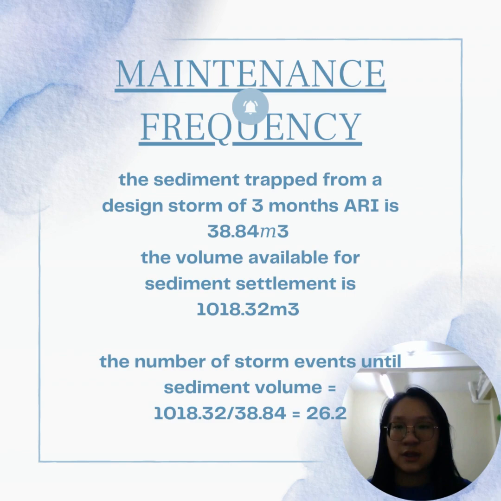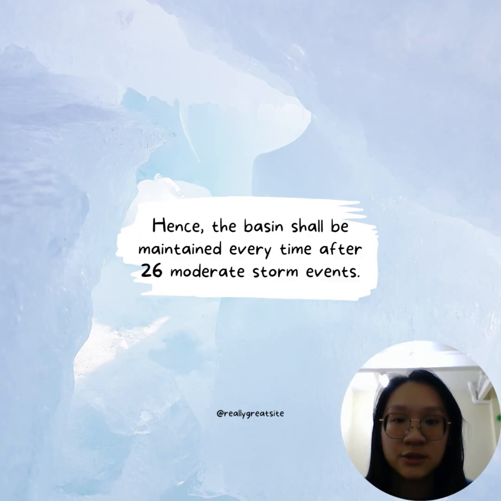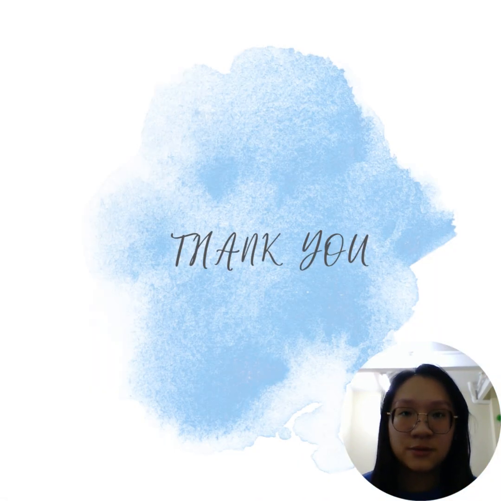Lastly, for maintenance frequency, the sediment trapped is 38.84 cubic meters and the volume available for sediment settlement is 1018.32 cubic meters. Therefore, the number of storm events until the sediment volume is entirely taken up is 26 storm events. Hence, the basin shall be maintained after every 26 moderate storm events. That's all from our group. Thank you so much.